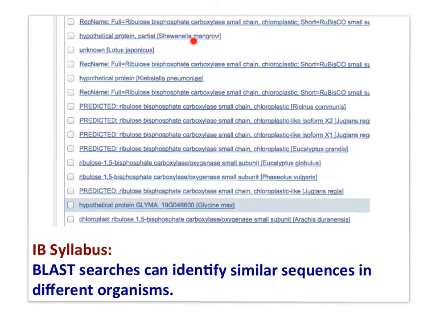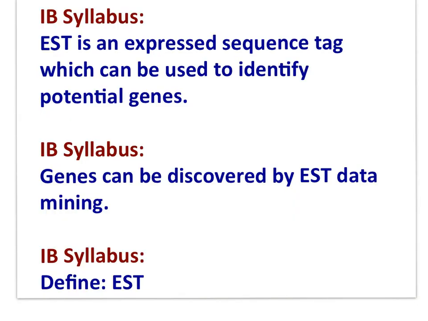Shewanella mangrovi, Klebsiella pneumoniae, Ricinus communis, Eucalyptus grandis, Phaseolus vulgaris, Juglans regia. BLAST searches can identify similar sequences in different organisms. Leaving behind BLAST searches, let's move to the last IB syllabus statements of this movie.